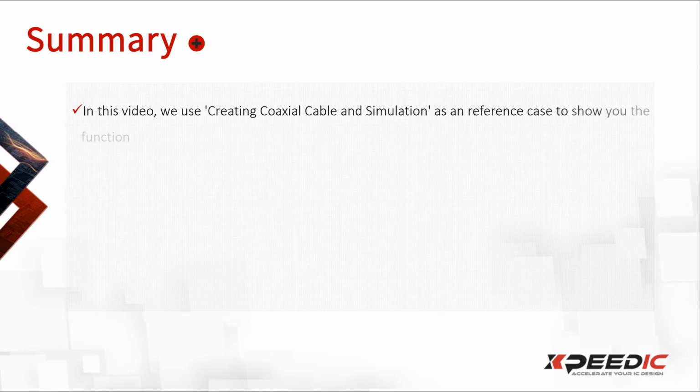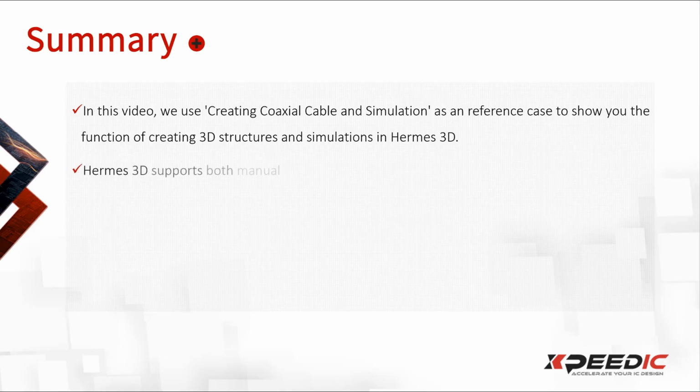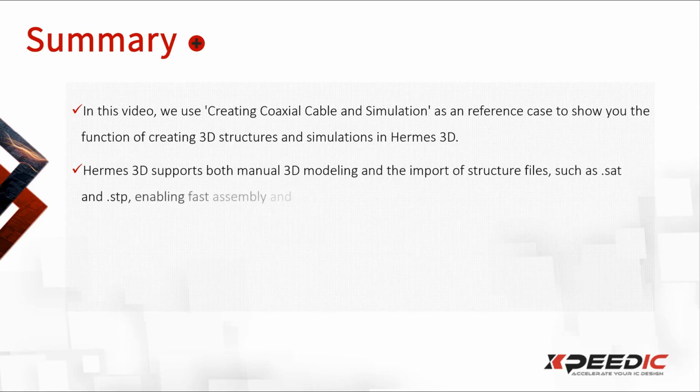In this video, we use creating coaxial cable and simulation as a reference case to show you the function of creating 3D structures and simulations in Hermes 3D. Hermes 3D supports both manual 3D modeling and the import of structure files, such as SAT and STP, enabling fast assembly and simulation of models.